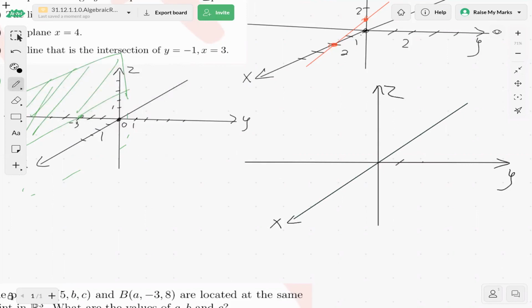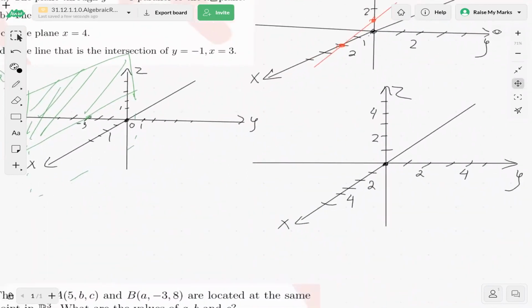Okay, and let's put some markers in. Again, the positive direction along the z-axis is upwards, the positive direction along the y-axis is going right, the positive direction for the x-axis is coming out towards us, and right in the middle where they intersect is the origin. So what are we looking for? The plane x equals 4. All right, so this is x equals 4.